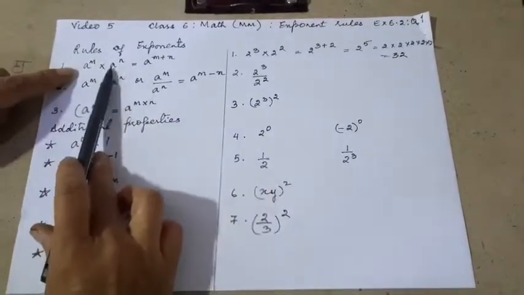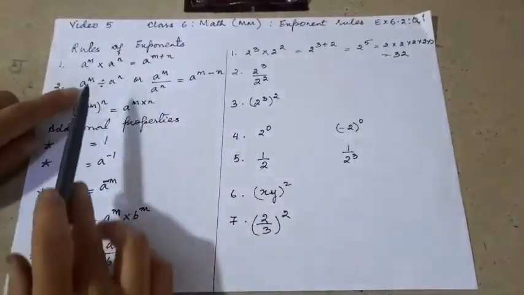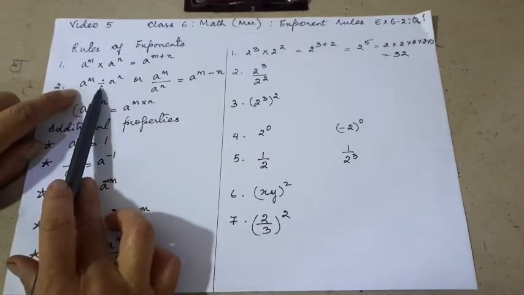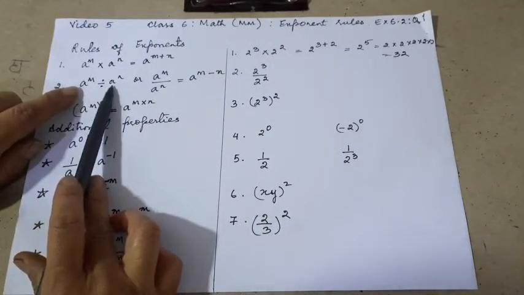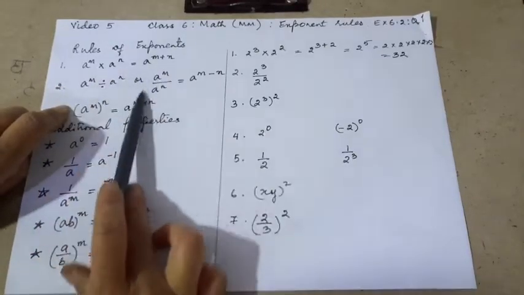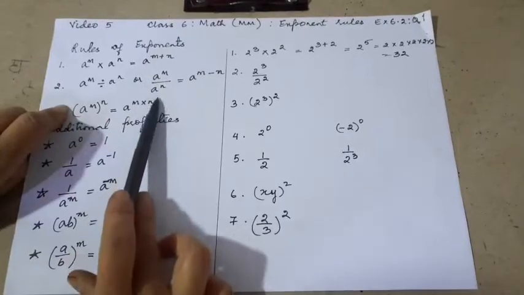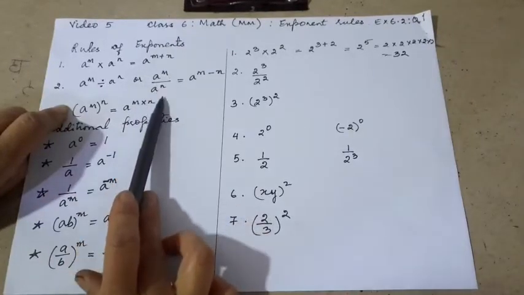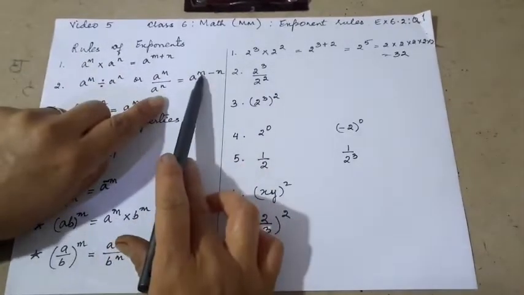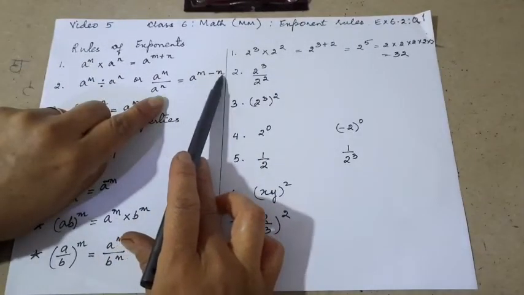Now look at this multiply rule. Now what about divide? When the bases are same, if it is divide, we can write it like this, or if it is written like this, both are divide. The divide is nothing but fraction. When the bases are same and it is divide, we have to subtract the power.